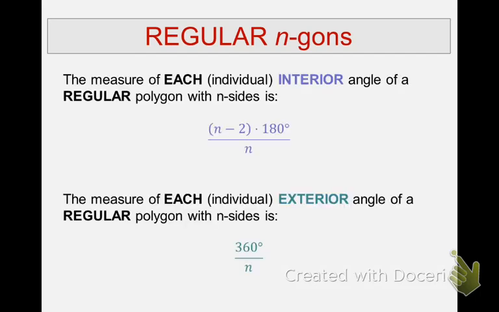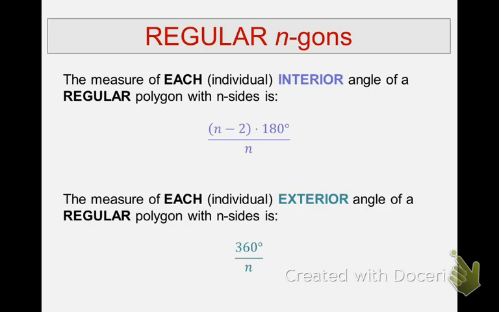So that's basically all that you have to do here. This next slide, and let me say really quickly, before you start jotting all this down, you don't have to write all this out. Just make a title that says regular n-gons, underline or highlight the word regular, and then just write interior angle, exterior angle. And maybe write the word individual, so you might want to say individual interior angle and individual exterior angle, but you don't have to write out that whole sentence.